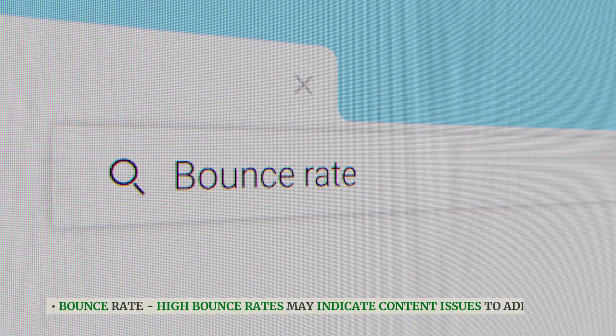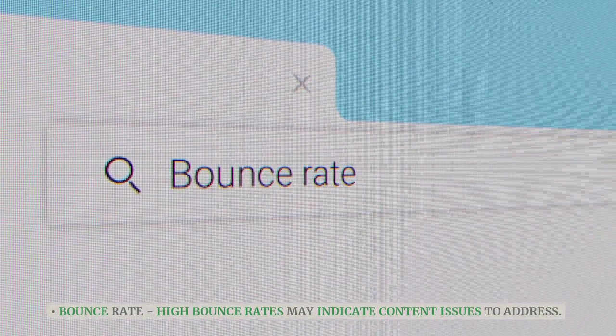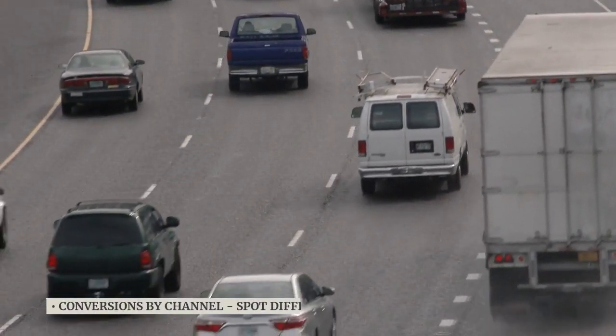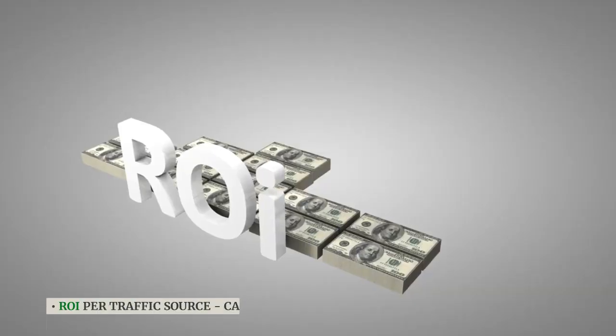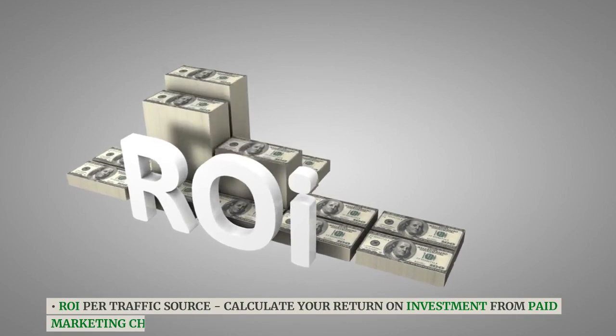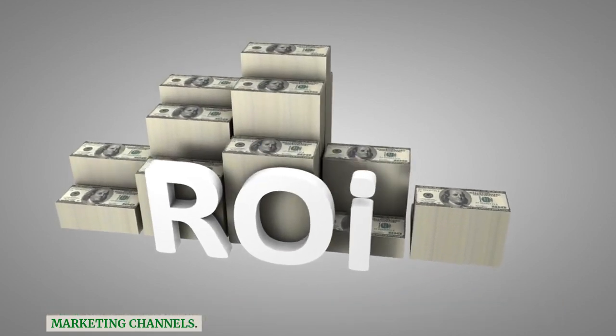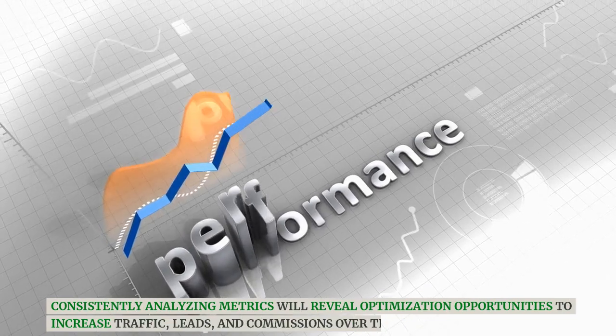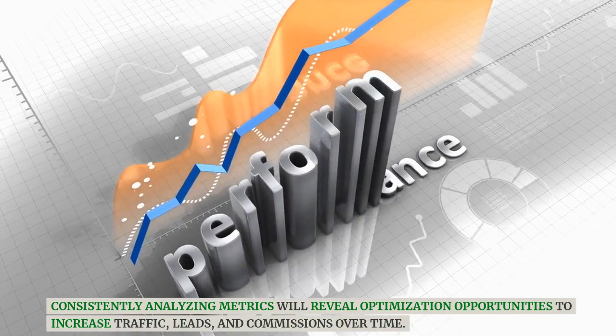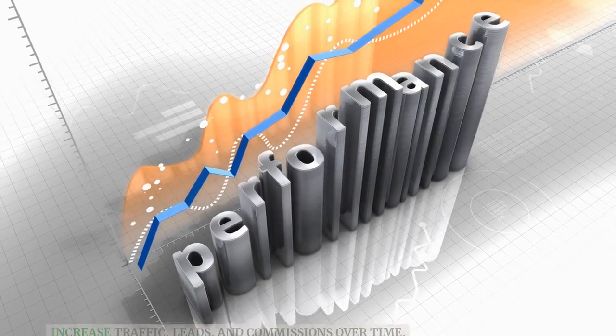Bounce rate: high bounce rates may indicate content issues to address. Conversions by channel: spot differences in conversion rates by traffic source. ROI per traffic source: calculate your return on investment from paid marketing channels. Consistently analyzing metrics will reveal optimization opportunities to increase traffic, leads, and commissions over time.